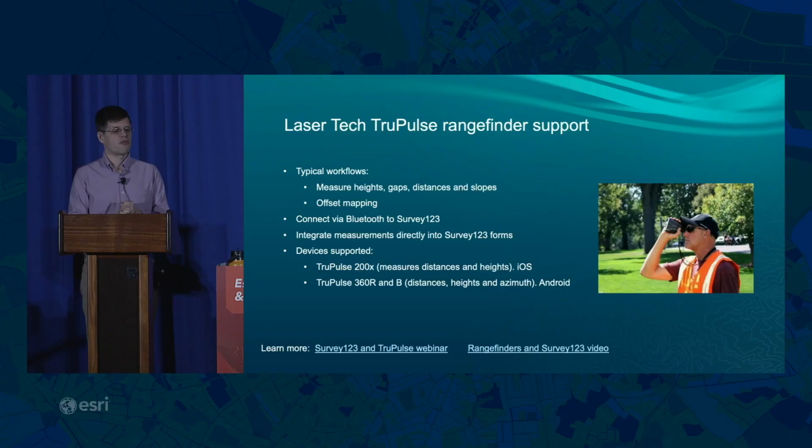As I mentioned, we've also brought in support for the TruPulse rangefinder. So we can use the laser rangefinder to go measure offset distances if we can't physically get to the site of observation, or the site we're observing. Also, we can use it to measure heights along the way. It connects with Bluetooth via Survey123. There are two device model types, the 200X and the 360 R&B. The 360 includes an inbuilt compass, so we can actually get azimuths from there.